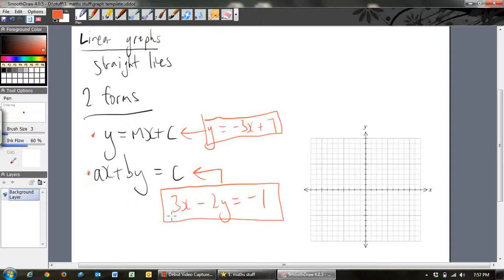So they're the two to watch out for. If it looks like that, it's a straight line. If it looks like that, it's a straight line. Okay, good. So what I want to do now is talk about this guy here in particular, and I want to talk about m, which is gradient.